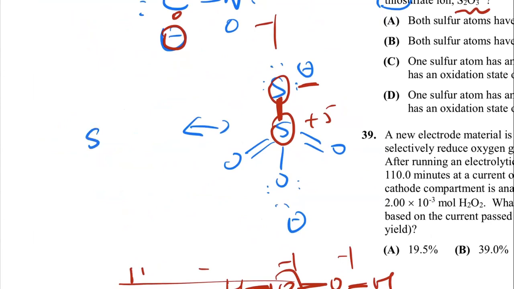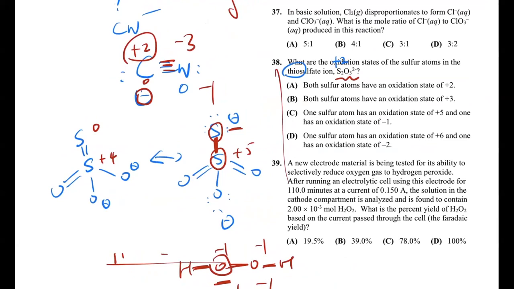But if we draw a different resonance structure like this, you probably will quickly figure out this sulfur changes into +4, this sulfur changes into 0, right? But obviously, if you go over the A, B, C, D, we only have the +5 and the -1. We don't have the +4 and 0. So based on this, I think it's good enough for you to pick up C, right? At least it matches with one of the resonance structures.